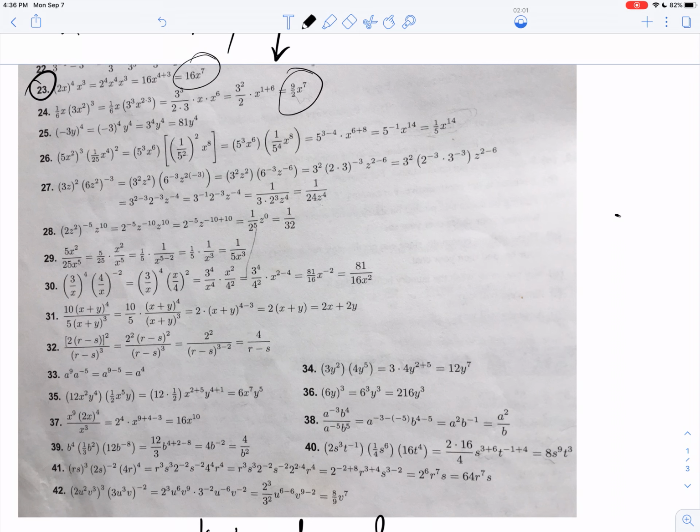Now here's the thing I want you to understand. They wrote the answer as 9/2 x to the 7th. That's the same thing as 9x to the 7th over 2. They are identical answers. Sometimes it's just easier to typewrite the book a certain way, and that's why they do it. But it doesn't happen for all the answers. Here I could write this as x to the 14th over 5. That's the same as 1/5 x to the 14th. That guy, though, that's all you could do for that one.